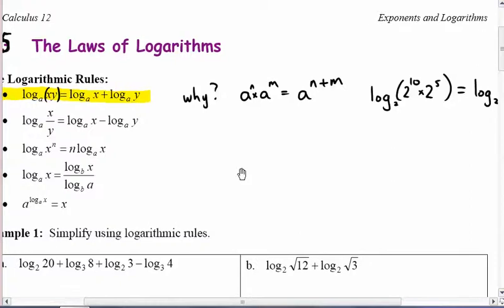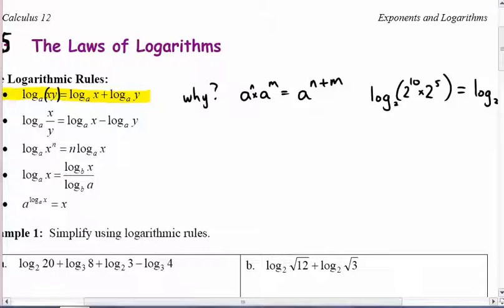Now on your sheet, I think half of them are laws with log and half of them are laws with ln. You don't have to worry too much about the ln ones. We're not going to be using a natural log that much. I'll do some examples today, but the most important ones are the log laws.